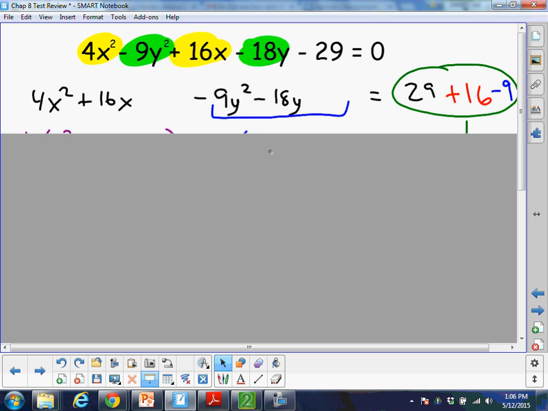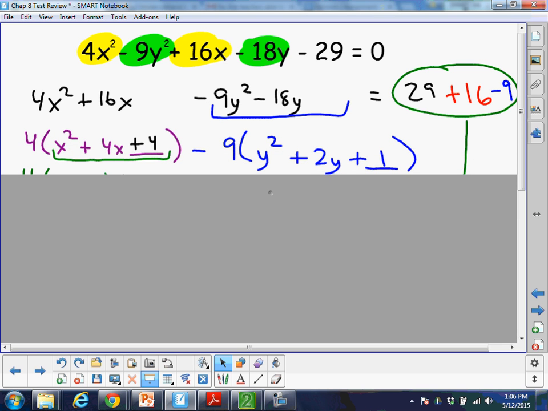Very similarly to number 1, I'm going to factor out those leading coefficients. Get a little highlighter here. So basically this 4 got brought out here. This 9 got brought out here. Notice this one had a minus in the middle. It's going to be a hyperbola.